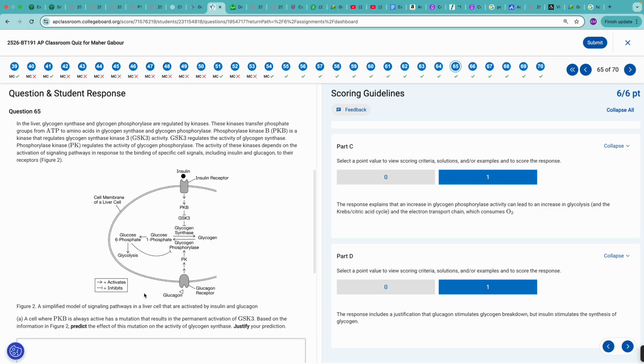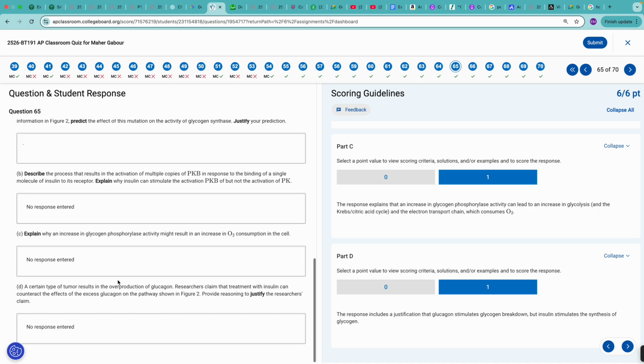Let's see. Insulin, just like you see here, glycogen synthase, you're producing glycogen. Only this glycogen phosphorylase, which glucagon is responsible for, breaks down glycogen. It makes glycogen undergo glycolysis. Without the glycogen phosphorylase, we're fine. Glycogen stays. So the insulin makes glycogen, and the glucagon is breaking it down.